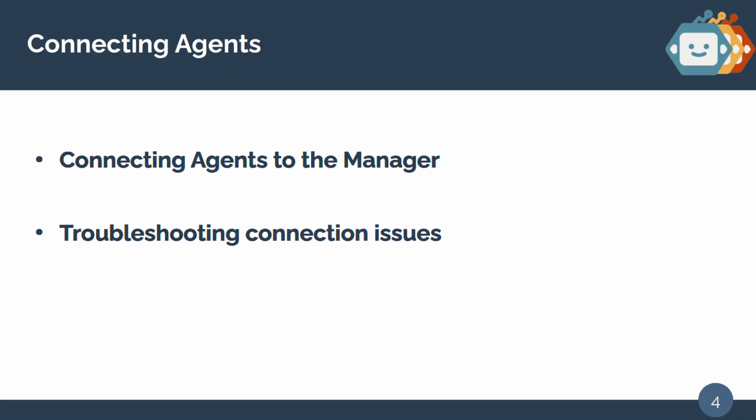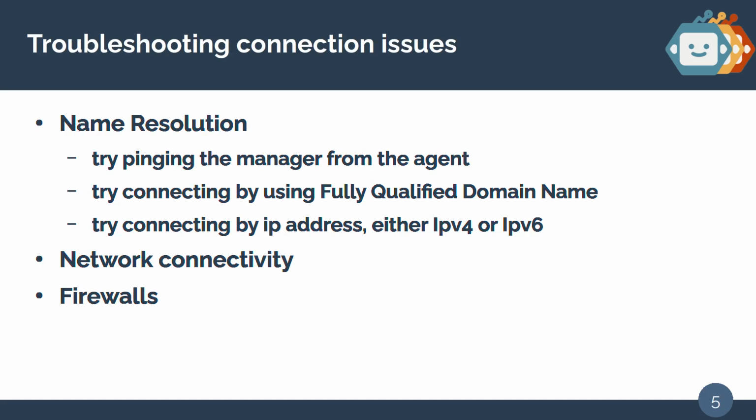If your agent fails to connect to the manager, there can be several reasons for this. One reason is name resolution. You can try pinging the manager from the agent. You can also try using the fully qualified domain name. You can also try pinging by IP address, either IP4 or IP6.